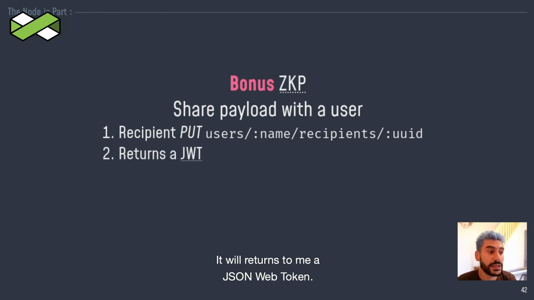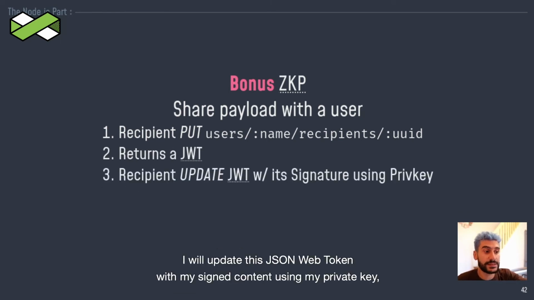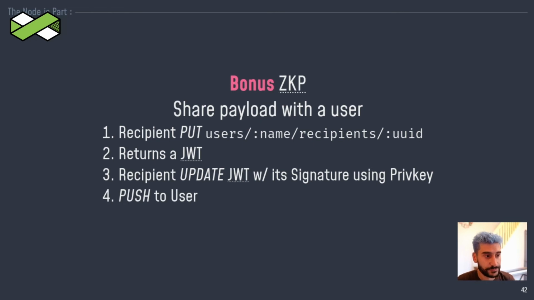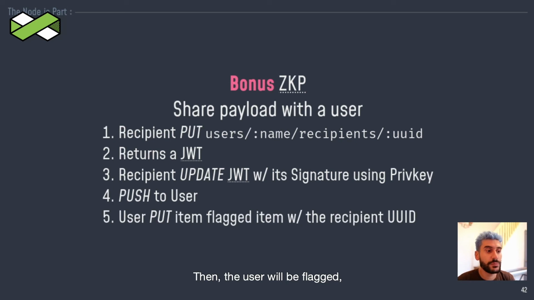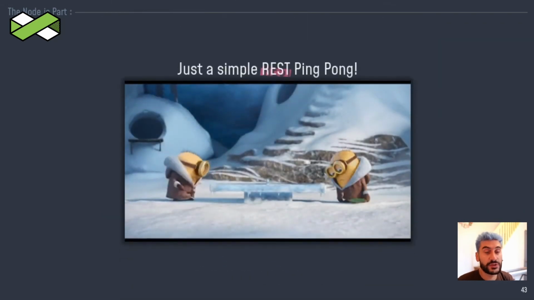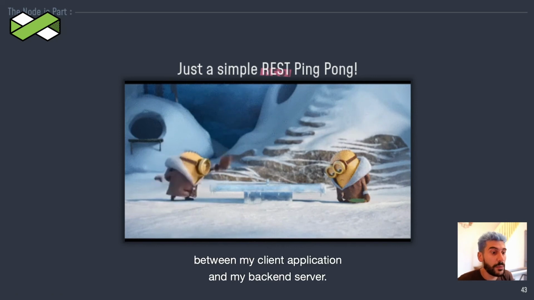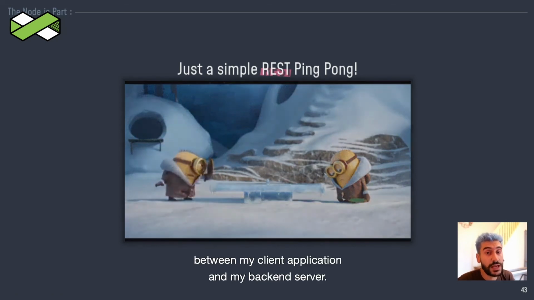It will return to me a JSON Web Token. I will update this JSON Web Token with my signed content using my private key and push it directly to the user. Then the user will be flagged, and the final user will be able to retrieve my new content directly inside its private space. So it's finally just a simple REST ping pong between my client application and my backend server.